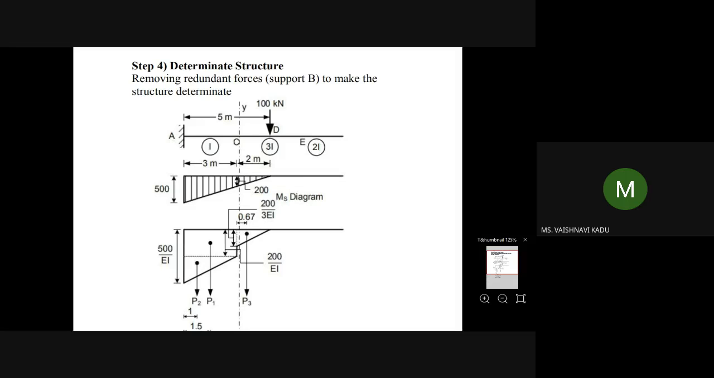So here I am going to start the last class problem which we have not covered. Can you see the screen? Yes, ma'am. Okay. So last class problem, I'm going to continue that.